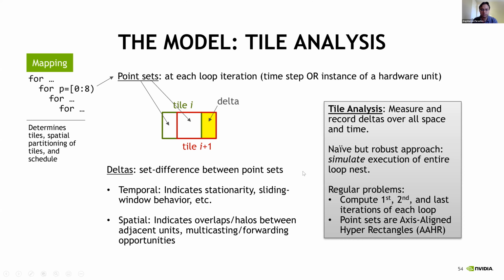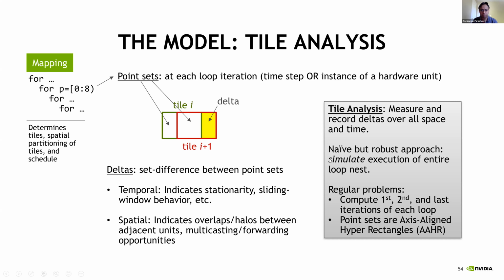And so there's a step called tile analysis that the model does, which measures and records these deltas over all space and time. A very naive but robust way to do this tile analysis is to actually simulate the execution of the entire loop. You basically run through all iterations of every loop and say, oh, here's the tile, here's the tile, here's the tile. You construct this massive space-time view, and then you start reasoning about what can move data where. The problem is it's intractable. And remember, I said we're trying to get faster than real-time performance.